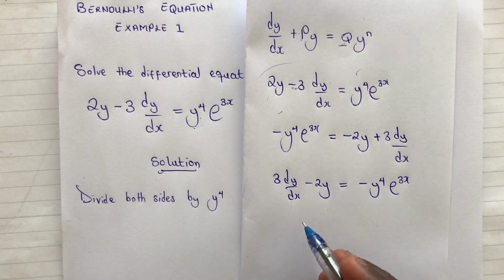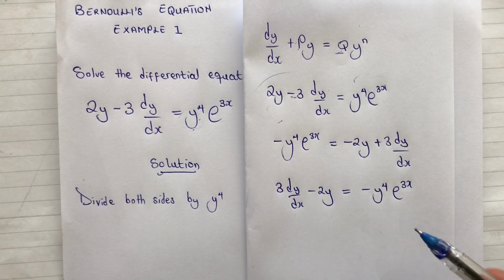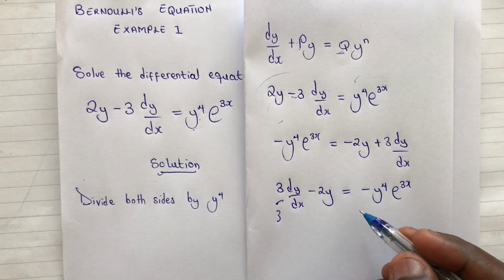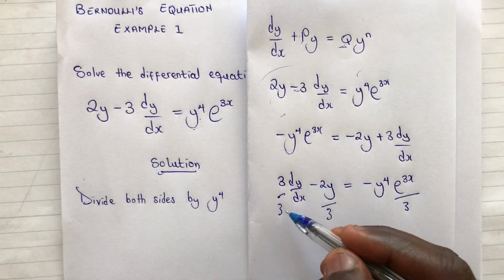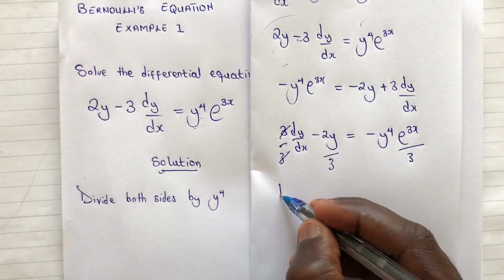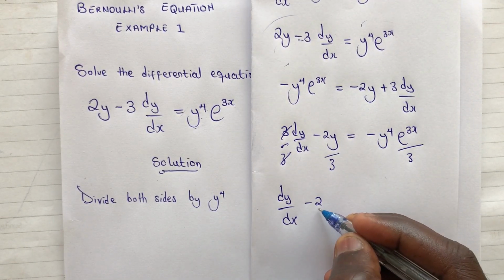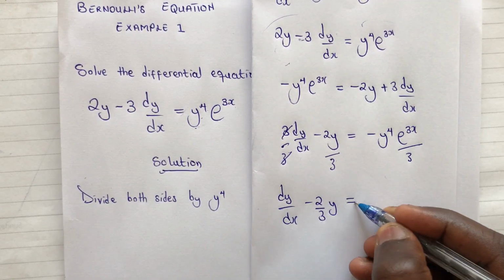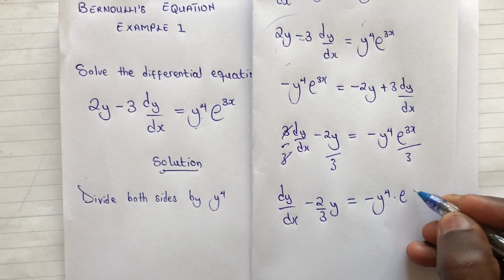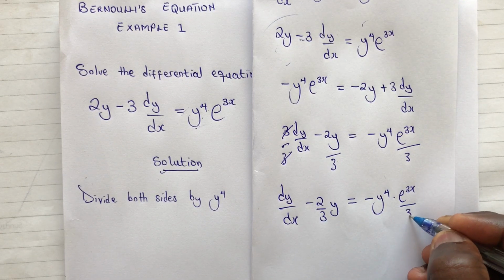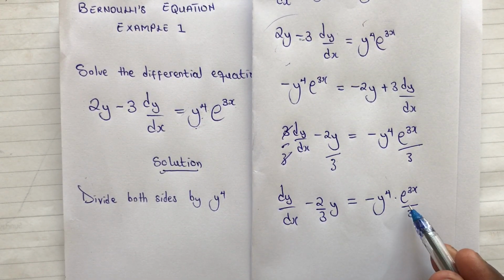Okay, now we want to leave it such that dy/dx stands alone. So I can divide through by 3, divide this side by 3, and divide this side by 3. This will take care of this. We are having dy/dx minus 2 over 3 y equal to minus y to power 4 times e^(3x) over 3. I will be getting rid of this y to power 4, so that is why I didn't underline it.